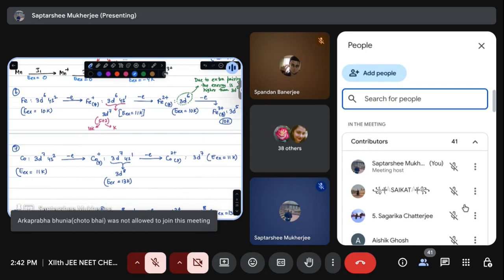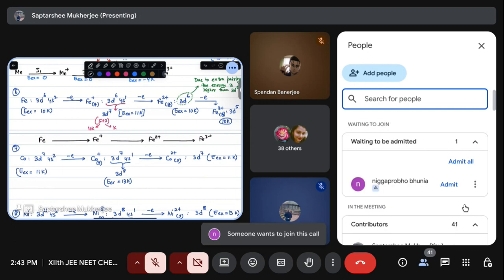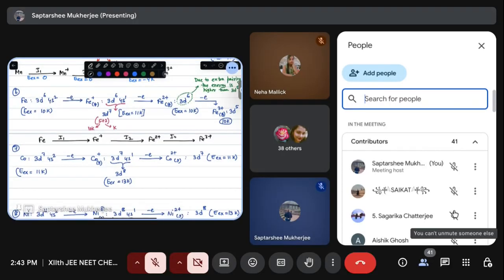In terms of iron, now if I want to investigate similarly, iron to iron plus to iron plus 2 to iron plus 3. First exchange energy gain is how much? Plus 1 unit. Second ionization energy gain is minus 1. Third ionization gain is again 0.